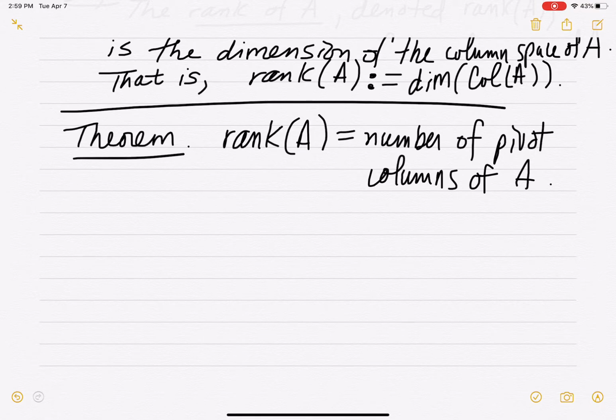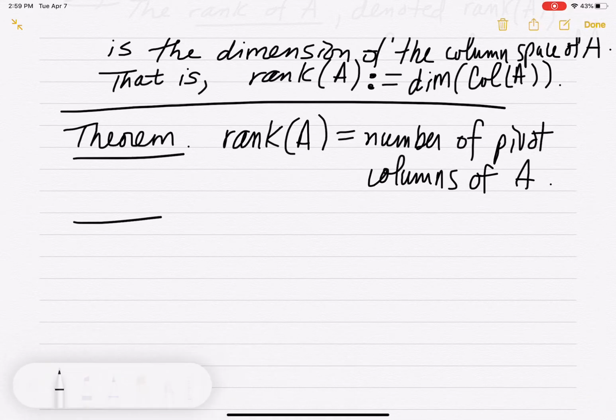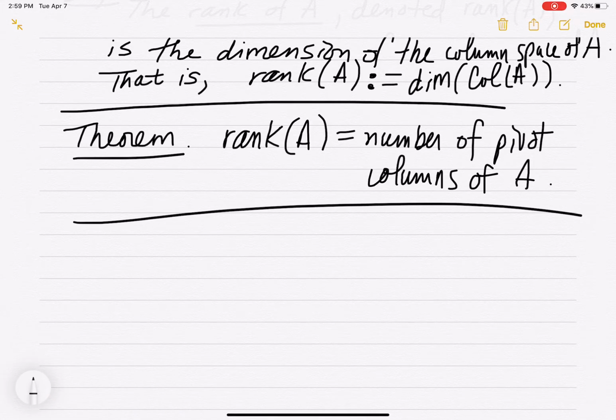So however many pivot columns you have, that's going to be the number of vectors in your basis. So that's going to be the dimension of the column space. And what's the dimension of the column space? It's the rank. So the rank is just the number of pivot columns of A. You can talk your way through the proof, or you can write it out. I'm not going to bother writing that one out. So rank of A is just the number of pivot columns of A.